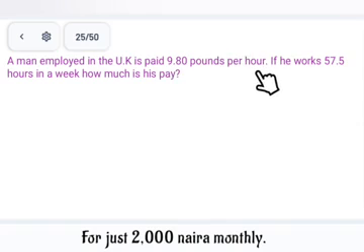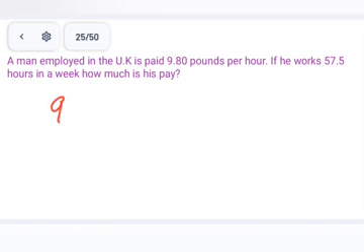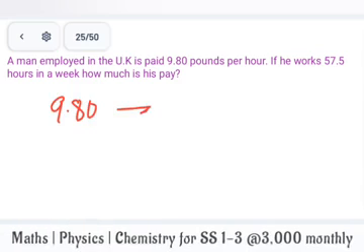£9.80. So if he works for 1 hour, how much will he be paid? He will be paid £9.80. Now if he works for 57.5 hours in a week, how much will he be paid at the end of the week? Okay, so to do this calculation, which is very simple, is just for you to ask yourself, now how many pounds is he paid if he works for 1 hour? If he works for 1 hour, the question tells us that he will be paid £9.80. This will pay to him when he works for 1 hour.